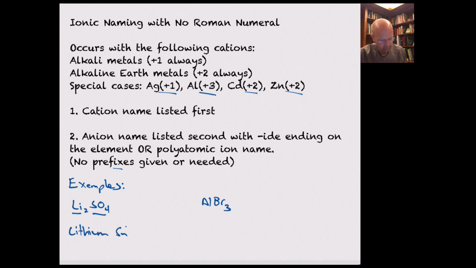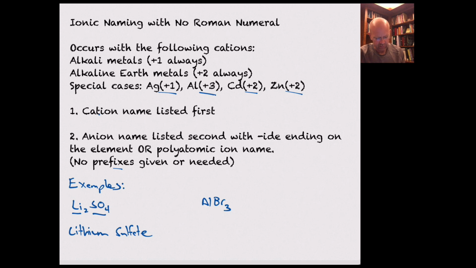And so the name of this compound would just be lithium sulfate. We don't need to indicate the number of lithium ions there because we know that sulfate has a -2 charge. In order for the compound to be neutral, there has to be 2 +1 charged lithium ions there.